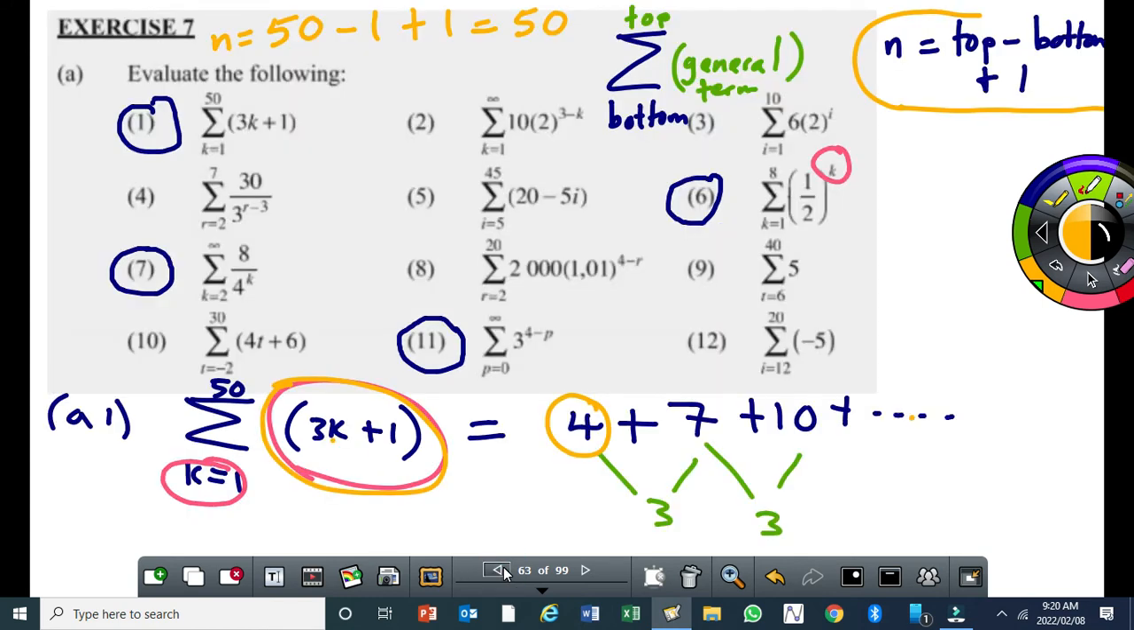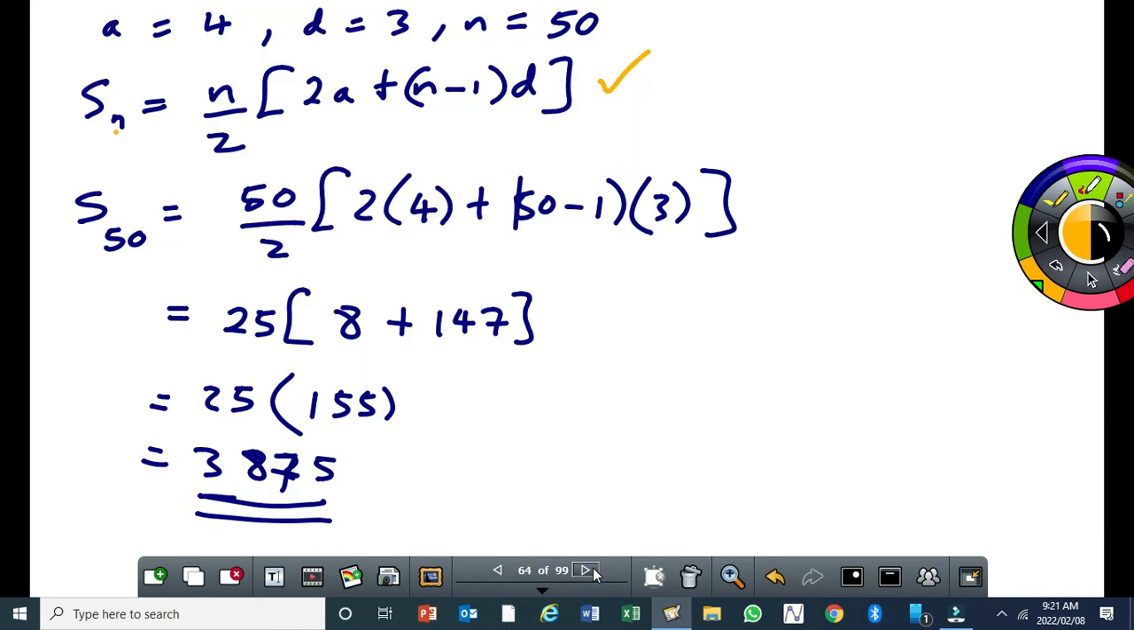Unless you decide to substitute k equal to 50, then you determine the value of the last term. You can do that. Are you following what you're talking about here? You can substitute k equal to 50 into this general term so that you can calculate the last term of that series. Then you use the last term and the first term to calculate the sum. Okay, let's do it.